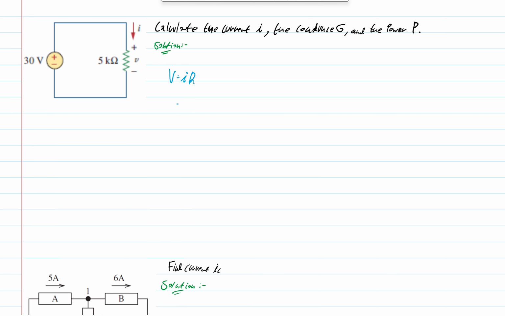Just replace those. V is 30, we've got I, and this is R, which is 5 times 10 to the power of 3. Giving us the value of I, which is how much? It's going to become 6 times 10 to the power of negative 3 amperes, which you could also say as 6 milliamperes. Both are accepted.